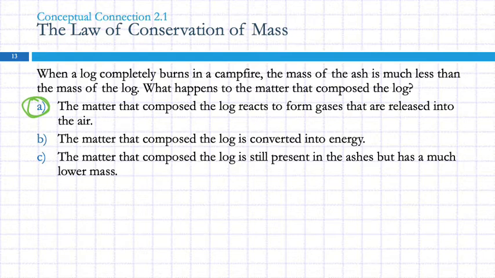So when we look at the law of conservation of mass, we have to control the environment so that we don't lose stuff, right? Because you can't see the gases and they just go off really, really quietly and you don't even notice it.